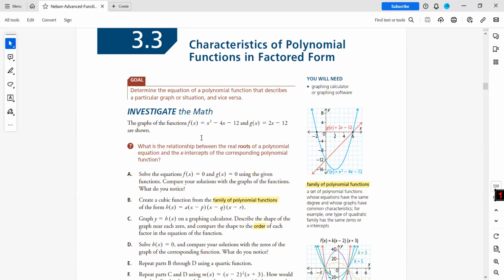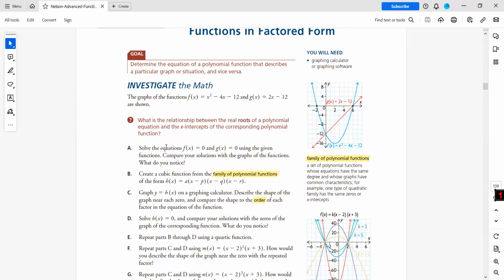So basically, what is the relationship between the real roots of a polynomial equation and the x-intercepts of the corresponding polynomial functions? So what are the real roots?